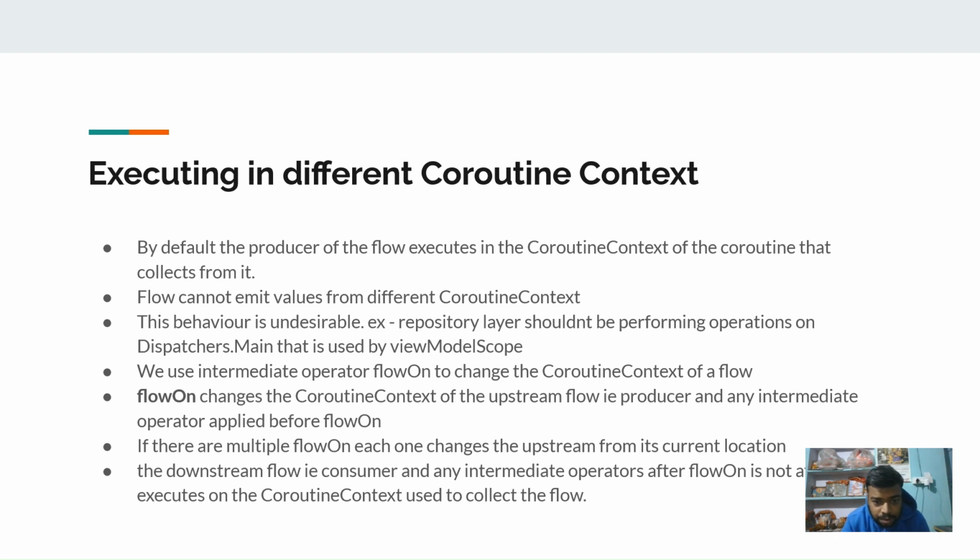flowOn changes the coroutine context of the upstream, that is the producer, and any intermediate operator before flowOn. Downstream flow, that is the consumer, and any intermediate operator after it is not affected and executes on the coroutine context used to collect the flow. In case of multiple flowOn, each one changes the upstream from its current location.